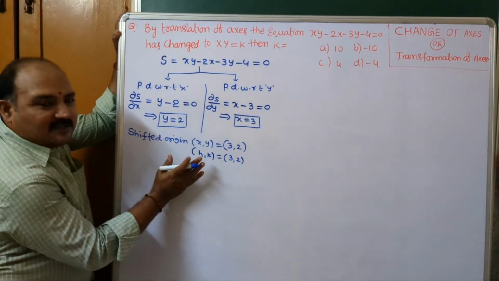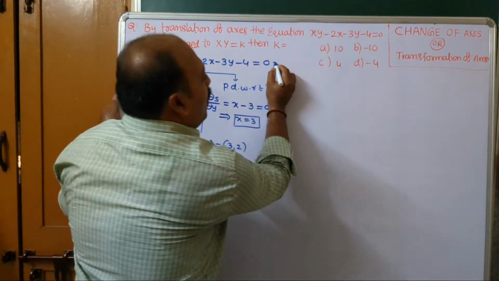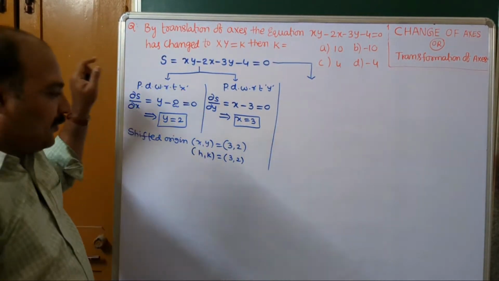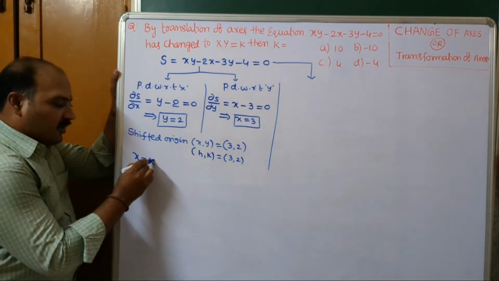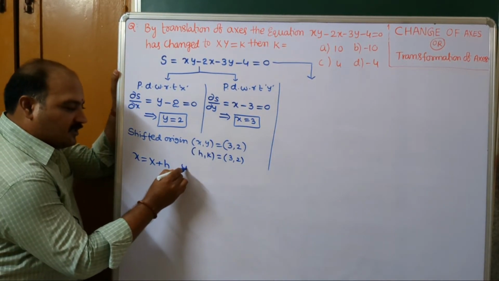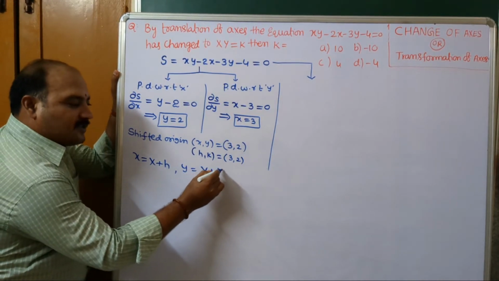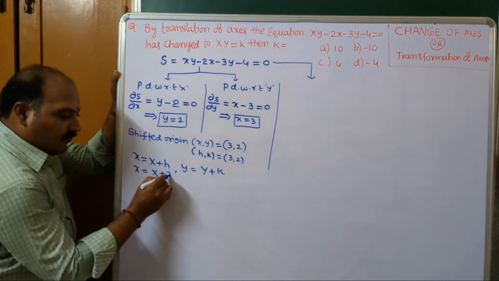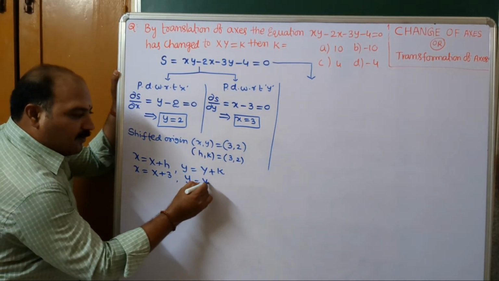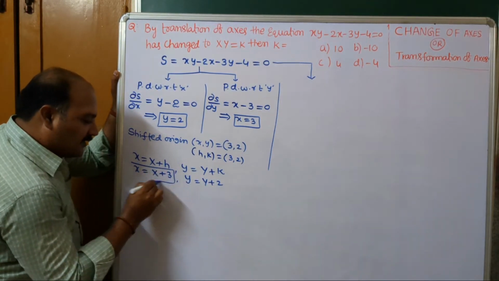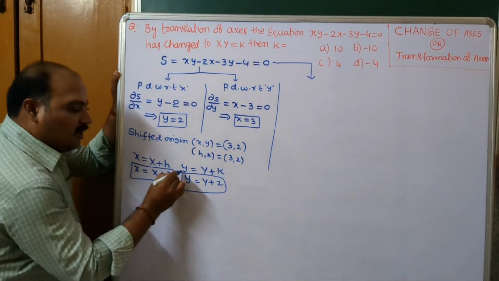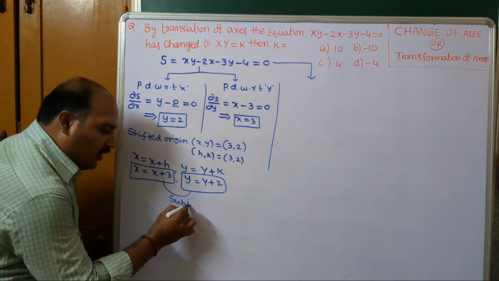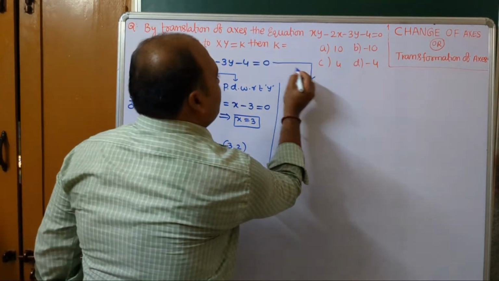Whenever we get the shifted origin, the old equation is going to shift. We know the formula: small x is equal to capital X plus h, and small y is equal to capital Y plus k. So small x equals capital X plus 3, and small y equals capital Y plus 2. In place of x and y, you have to replace these values and then simplify. Substitute these values in equation 1.